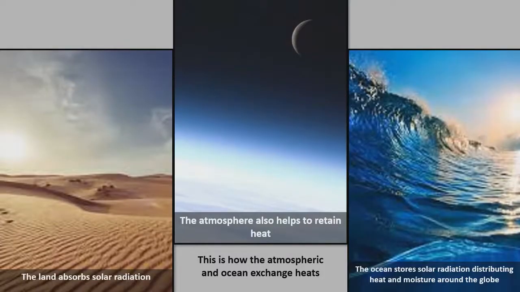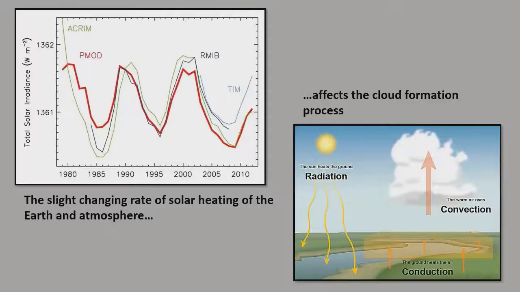The land absorbs solar radiation. The ocean as well stores solar radiation, distributing heat and moisture around the globe, since the atmosphere also helps to retain heat. This is how the atmosphere and ocean exchange heat. Occasionally, there is a slight change in the rate of solar heating of the Earth and atmosphere. As a consequence, this affects the cloud formation process, and consequently alters the weather and climate.